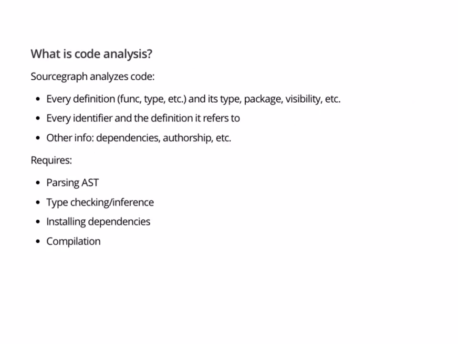And let's be really clear about what code analysis is and what we mean by it. Sourcegraph has to understand code just like a compiler. That means every file it looks at, it has to know every definition in the file, every function, type, variable, parameter, and so on. And for each of those, it has to know its type, its package, its visibility, is it exported or not, and so on. And this varies depending on the language. Sourcegraph also has to know what every identifier in the source code refers to. And it also will look up some other information like dependencies. It will associate each definition with its authors based on VCS blame, and so on. So all this stuff is pretty complex, but we think it's worth it.